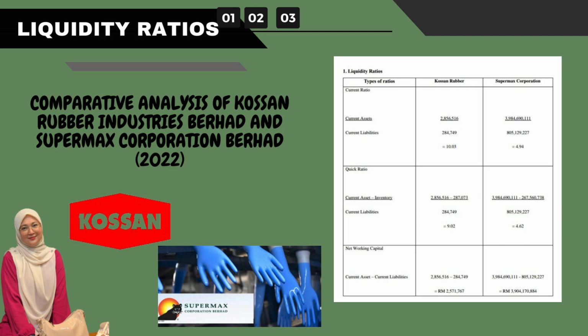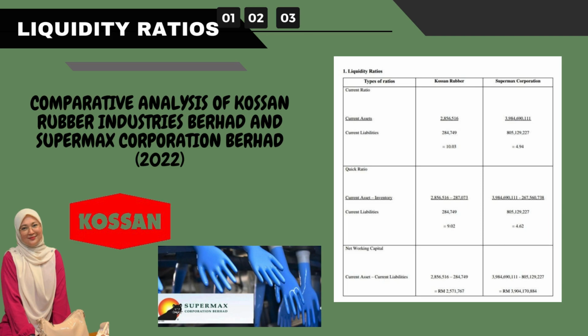Alright, let's focus on liquidity ratios. The liquidity ratios between these two companies determine the company's ability to cover short-term obligations. The current ratio of Kosan Rubber Company is 10.03, while Supermax Corporation has a liquidity ratio of only 4.94. Next, quick ratio. The quick ratio measures a company's capacity to pay its current liabilities without having to sell its inventory. The quick ratio of Kosan Rubber Company is 9.02 compared to Supermax Corporation, which only has a value of 4.62.